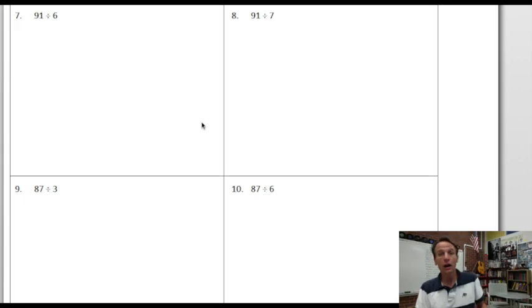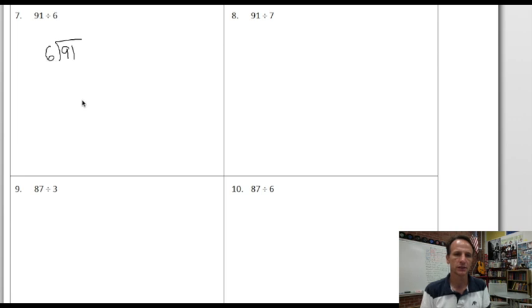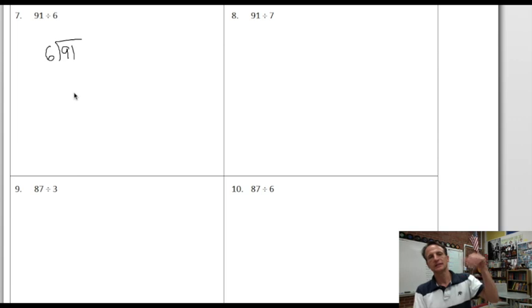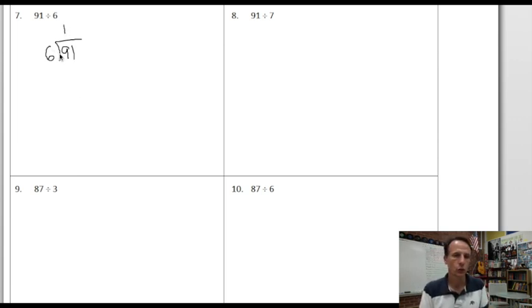And look, shocking, more division. Let's do it. All right, so now we have 91 divided by 6. Let's go right through this. How many 6s in 9? 6. Okay, there's 1. So 1 times 6 is 6.